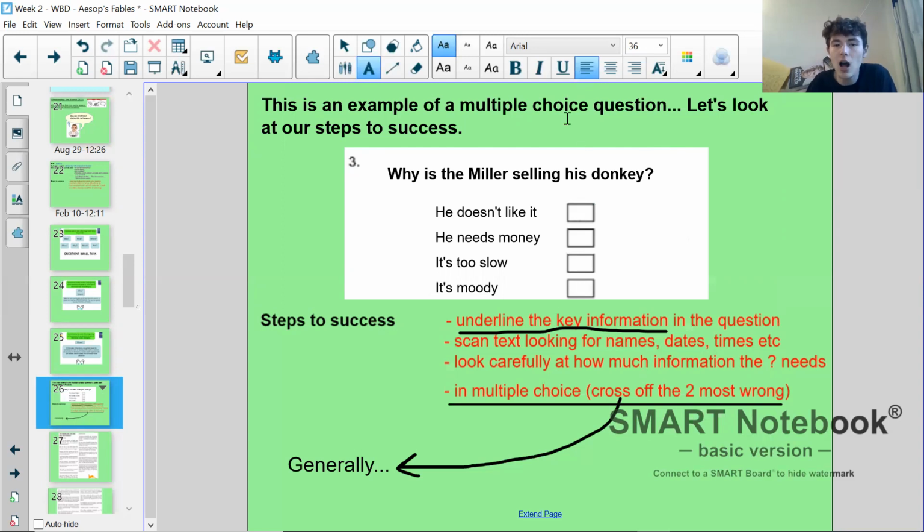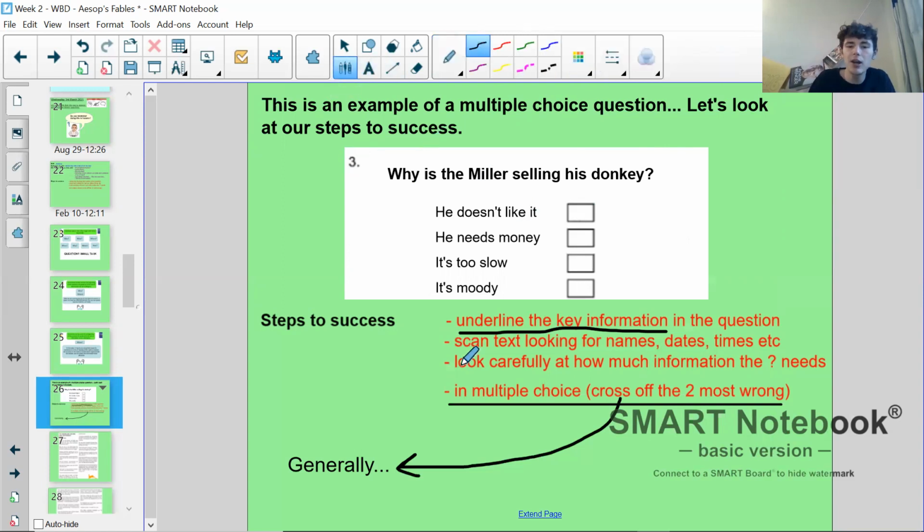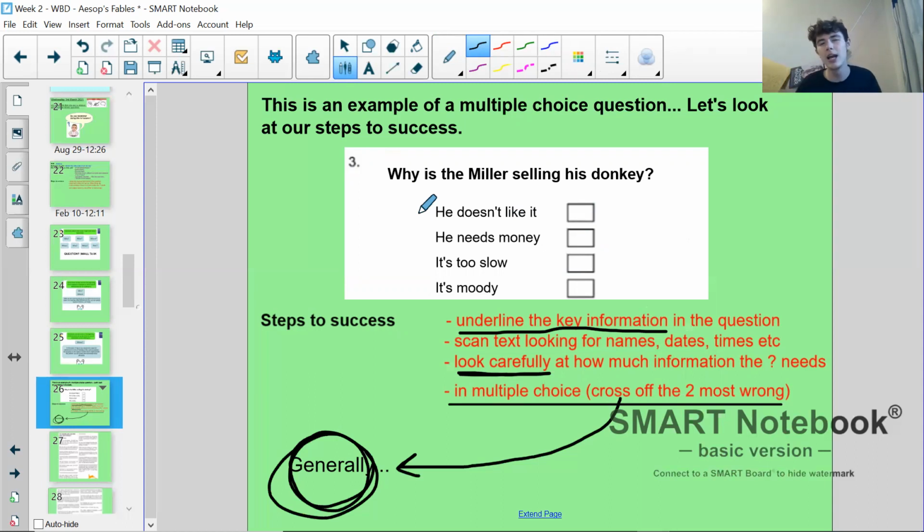So our steps to success is underlining the key information in the question. We've got to scan the text and then look carefully about how much information it needs, okay? So this one might not apply as much with our multiple choice questions, but it definitely still is something to consider, okay? So just being careful about how much information the question needs. And then I spoke about that general crossing off of the two most wrong. In this scenario, I don't believe we truly can cross off two that are most wrong, because they could be any of these really. None of them are too outrageous for us to just say, no, it's definitely not that. So let's have a look at our question.